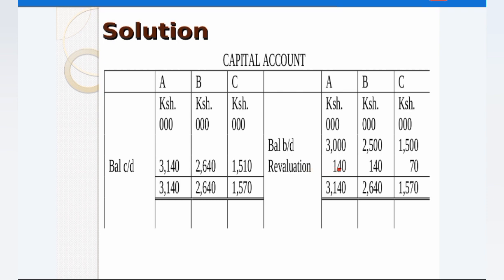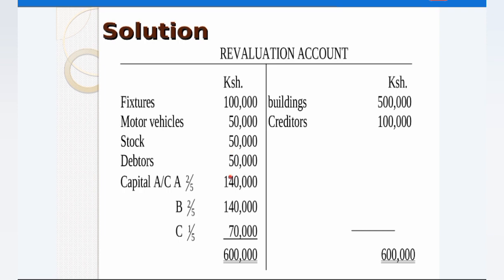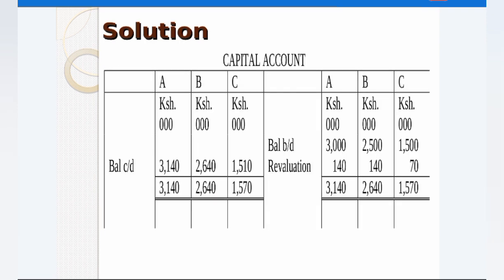Every partner got a share according to the profit sharing ratio: 140 for A, 140 for B, and 70 for C. You can see from our revaluation account, 140 for A, that is 2 over 5 of 350. You get 140, 140 for B, and then 70 for C. So they get each share. So the total will be that 3140 for A, 2640 for B, and 1570 for C. So those are the new balances for the partners having shared the revaluation gain.